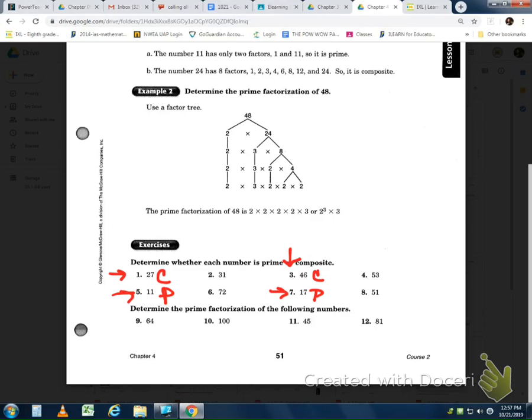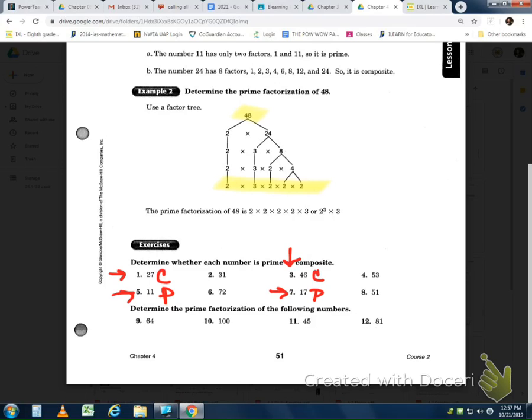But the main focus of this is a factor tree. Now I want you to look at the example that's on the screen, example 2. It says, determine the prime factorization of 48. This is a factor tree. They start at the top with 48, and they start splitting it apart until they get to the bottom where the whole list of factors are prime numbers only. And your job is to write this with the correct number of exponents.